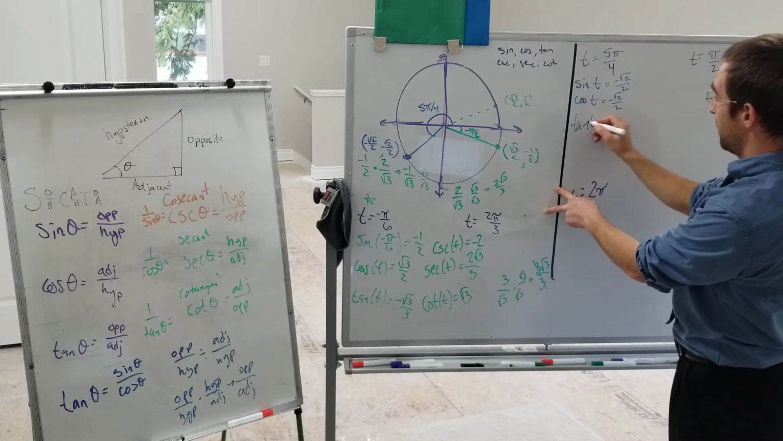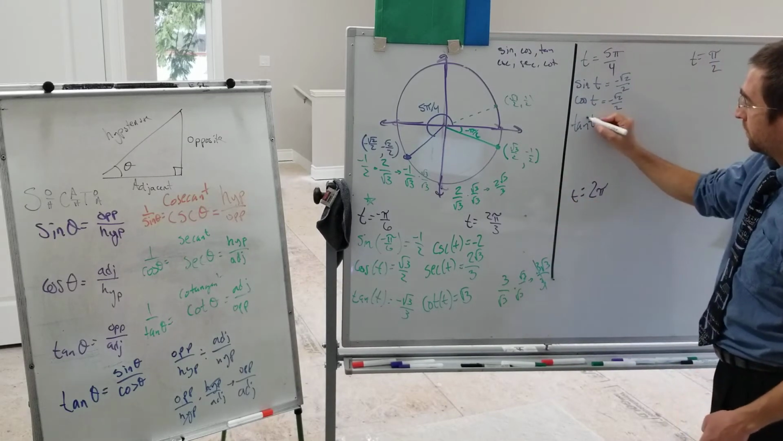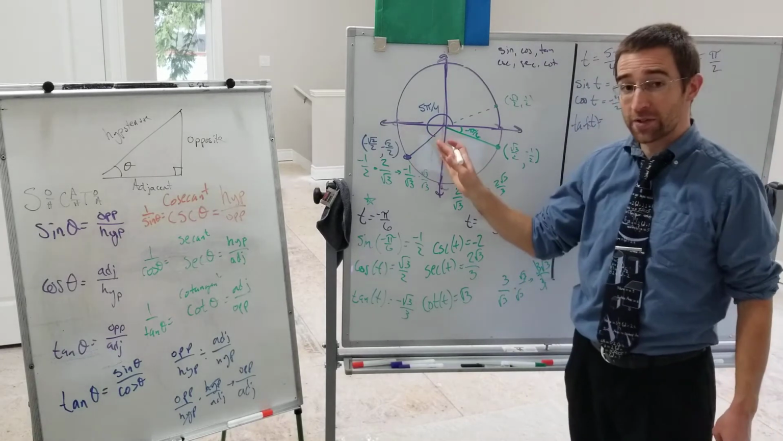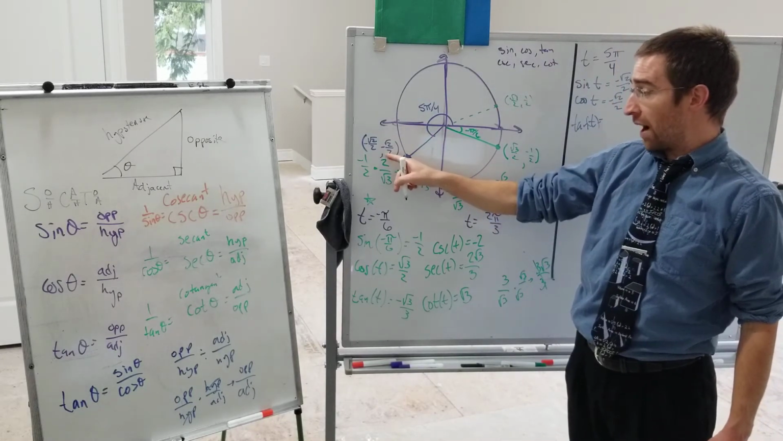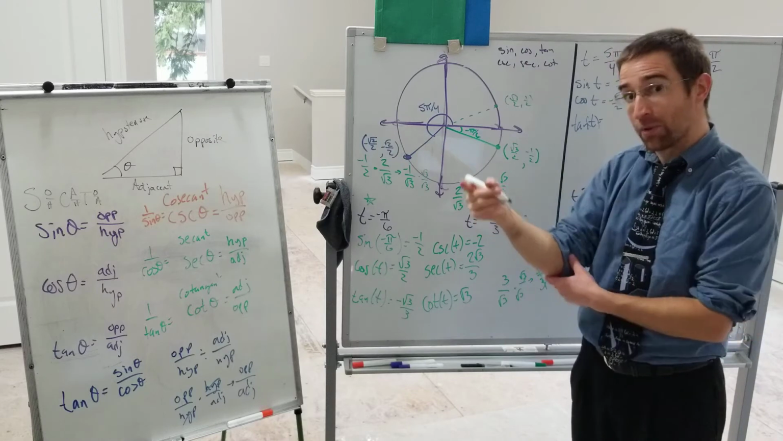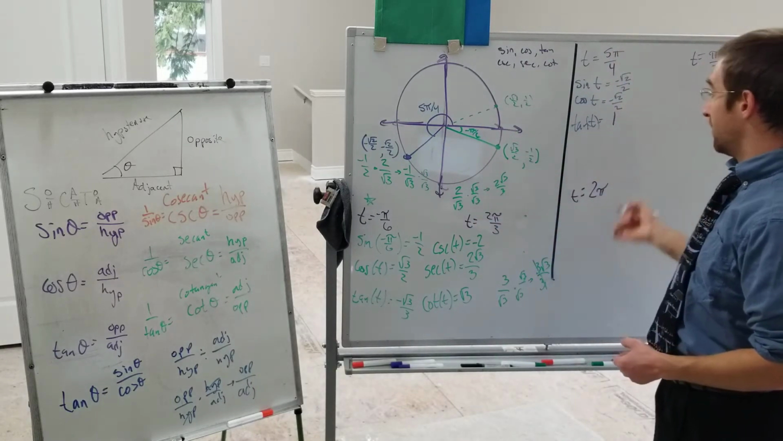Tangent of t here is going to be our slope, right? It's the y divided by the x. They're the same number, so the tangent's just 1.